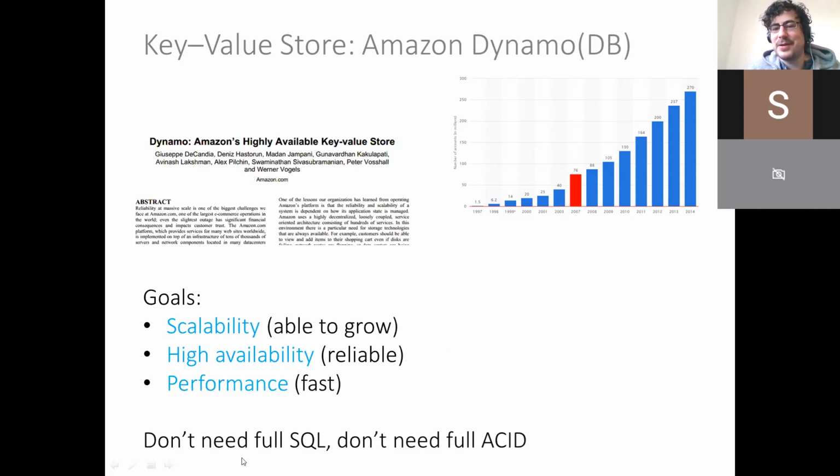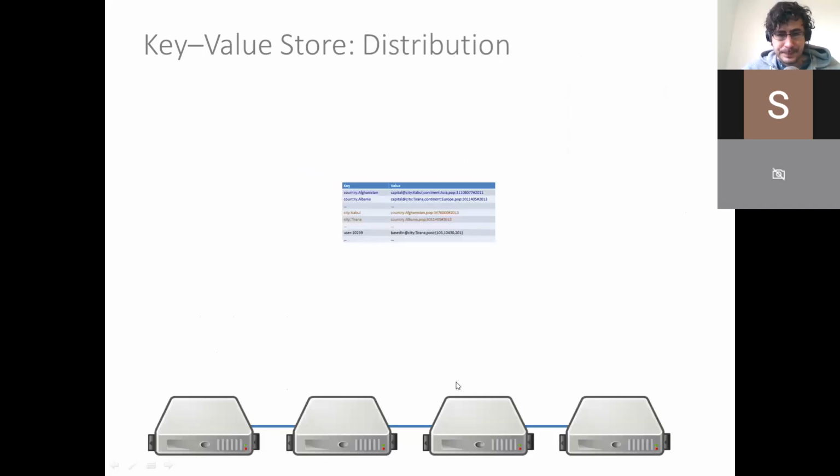What you're going to trade is that, okay, you're going to need lots of machines. You don't need full SQL. So you're going to give away the query language and say, I don't need this anymore. And you're going to give away ACID. So you're going to give away transaction support. With this, then you can start to think about achieving these goals.